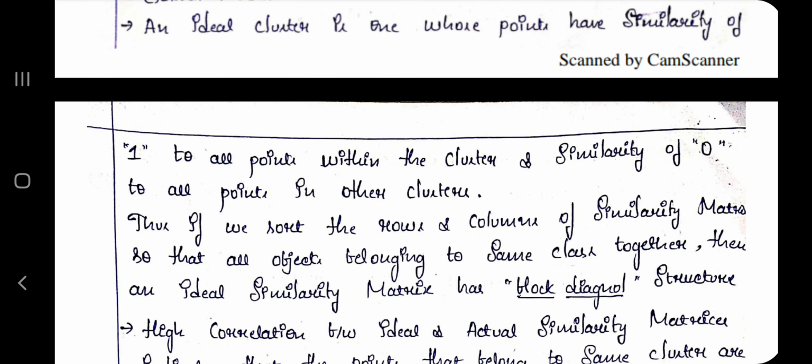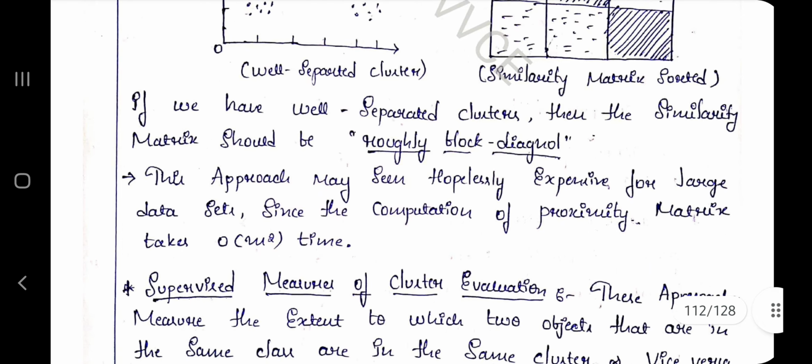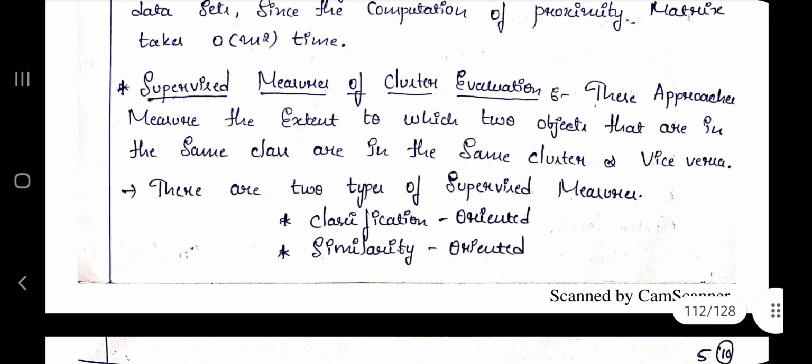So that's what I told you. If it is very close it is 1, if it is not close at all it will be 0. Very close means 1, not close means 0. So don't worry about these figures, I'll tell you what all you need to keep in mind. Then we have the supervised.